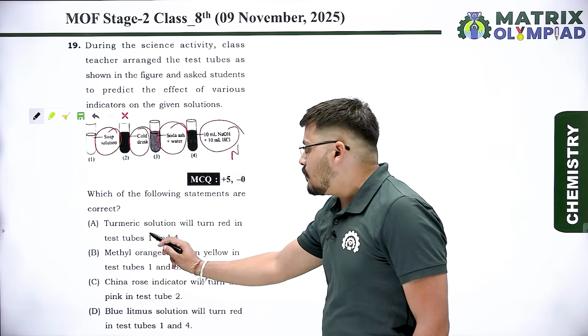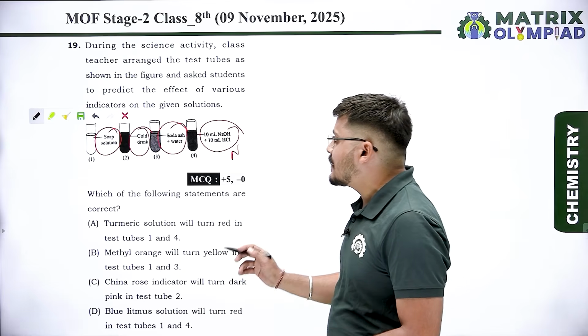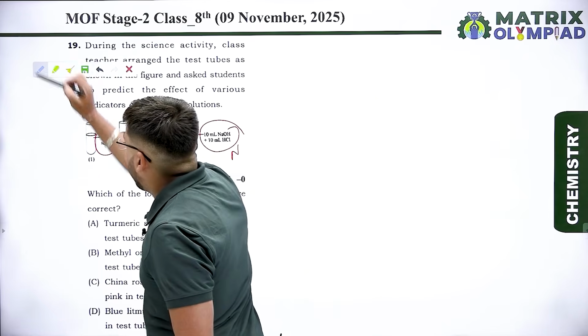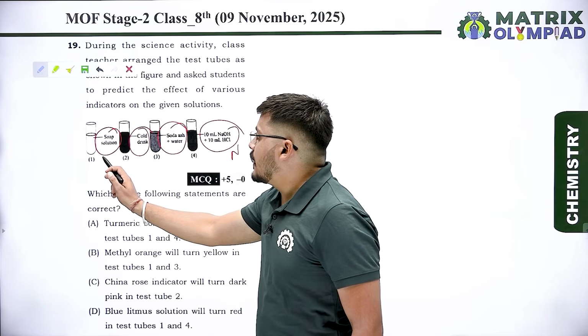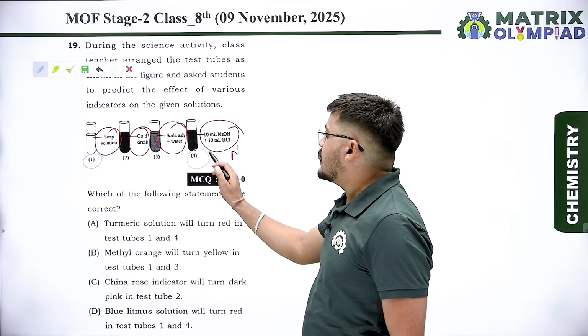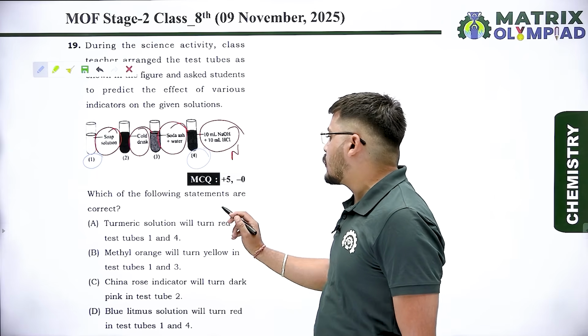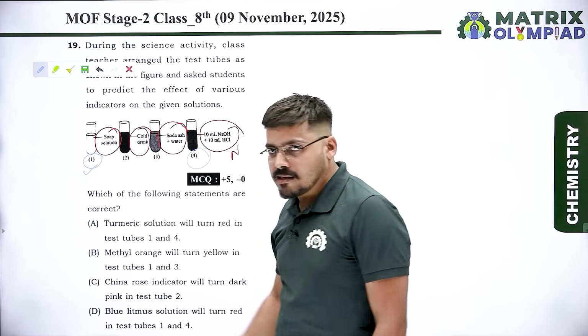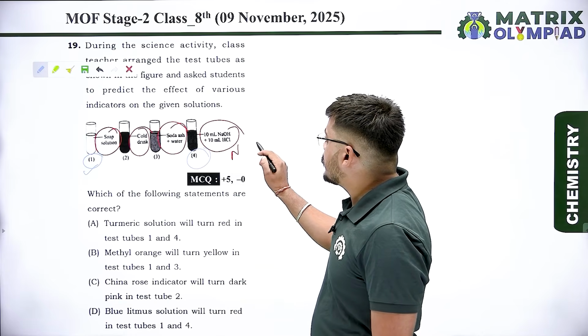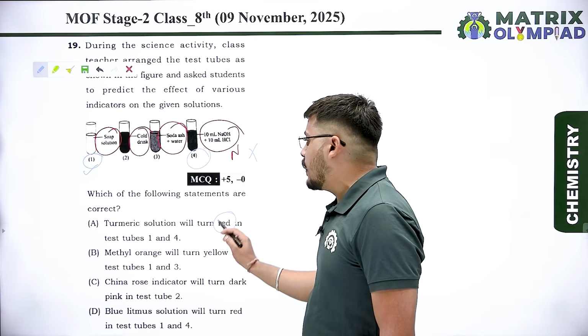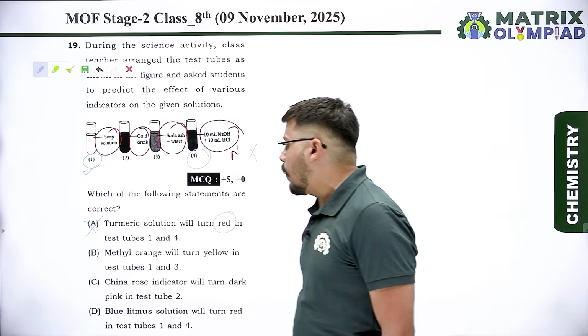The first option is: turmeric solution will turn red in test tubes 1 and 4. Test tube 1 contains a base and 4 is neutral. Turmeric solution turns red in a basic solution. Yes, that is correct for 1, but 4 is neutral, so it will not turn red. So option A is wrong.